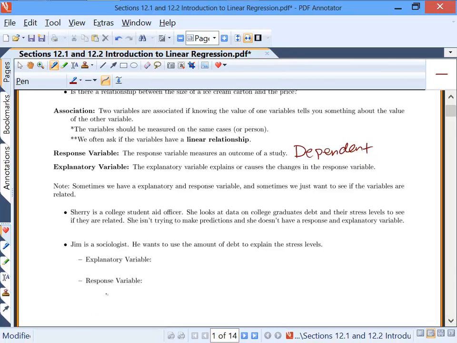For example, Sherry's a college student aid officer. She looks at data on college graduate debt and their stress levels to see if they're related. She's not trying to make predictions at this point, so she doesn't really have a response and explanatory variable. Whereas Jim's a sociologist, and he wants to use the amount of debt to explain the stress levels. So for Jim, what would be his explanatory variable? The amount of debt. And the response variable is his stress levels.